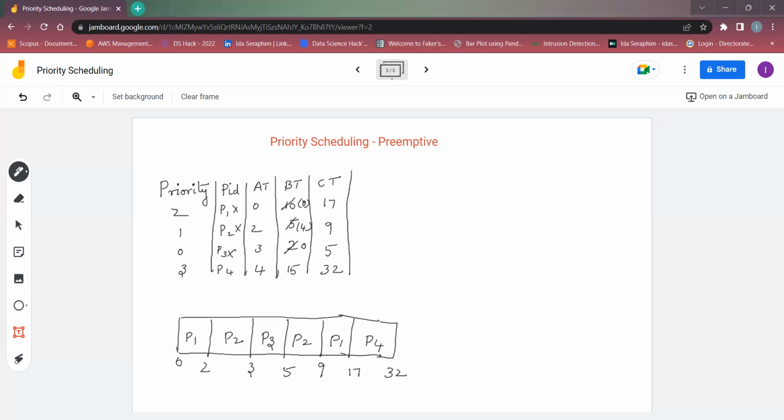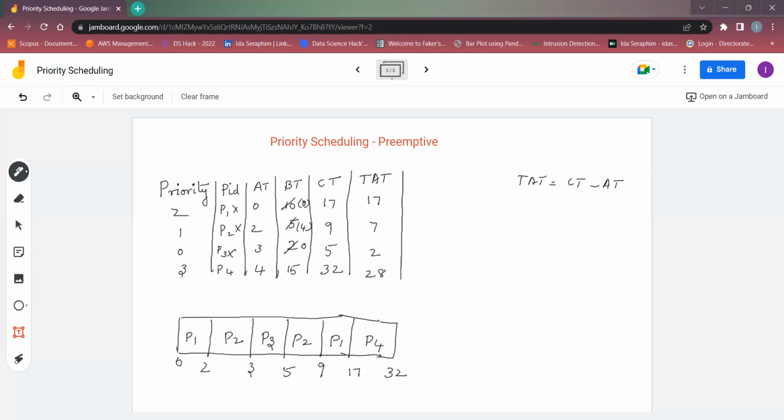What about the total turnaround time? You know the formula: turnaround time is equal to completion time minus arrival time. So 17 minus 0 is 17. 9 minus 2 is 7. 5 minus 3 is 2. And 32 minus 4 is 28.